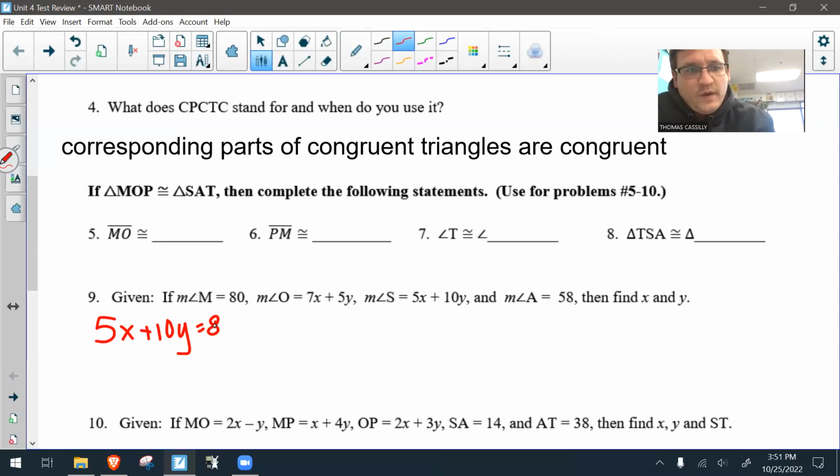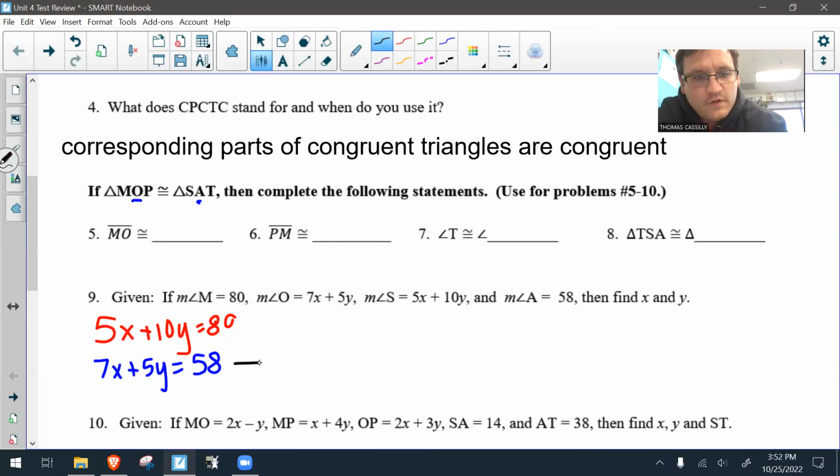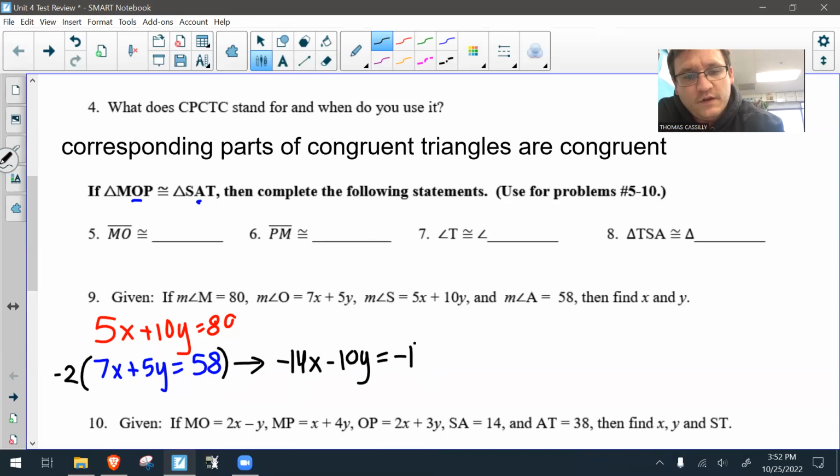All right. And then we know angle O goes with angle A. So again, angle O goes with angle A. So we can say 7x plus 5y equals 58. All right, so now we're going to do another system here. So I'm going to change the bottom one. We're going to multiply this whole thing by a negative 2. All right, that gives us negative 14x minus 10y equals negative 116.